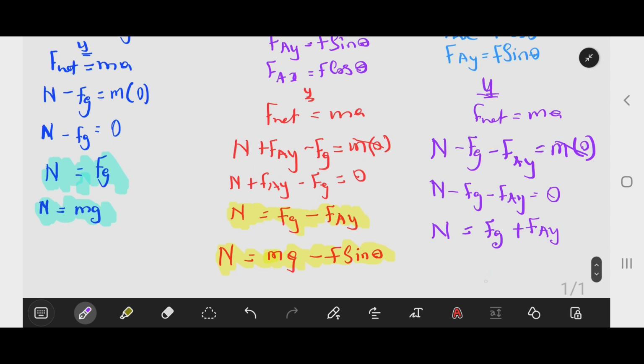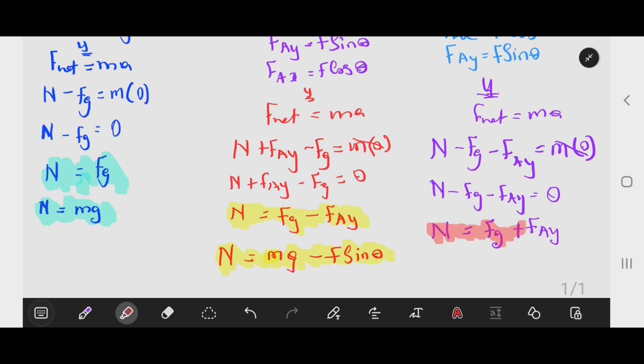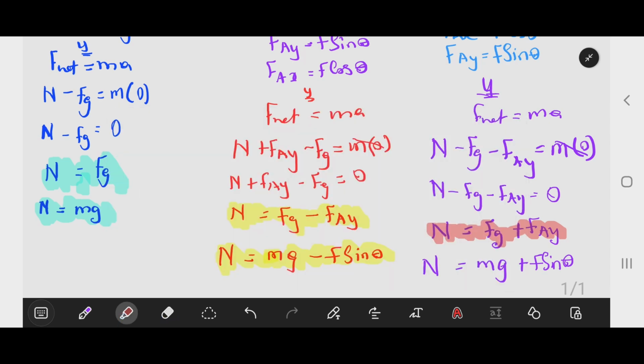Okay, so you can see now that the normal force in this situation is equal to the gravitational force plus the y component of the applied force. That would be mg plus F sine theta. You can see now that the normal force is the greatest compared to the three scenarios, right?